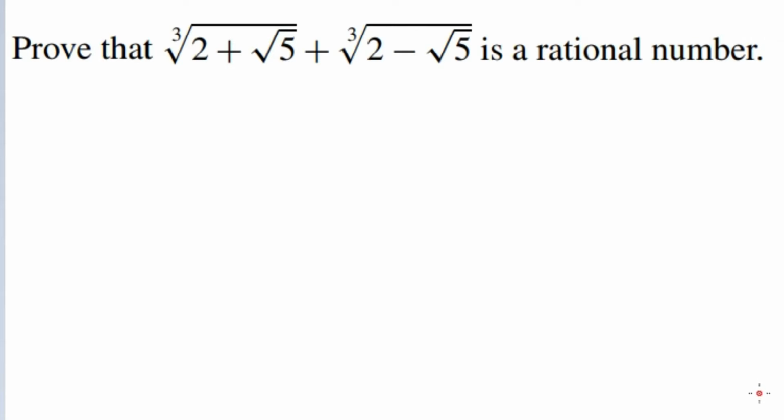Prove that cube root of 2 plus square root of 5 plus cube root of 2 minus square root of 5 is a rational number. How we can solve this?